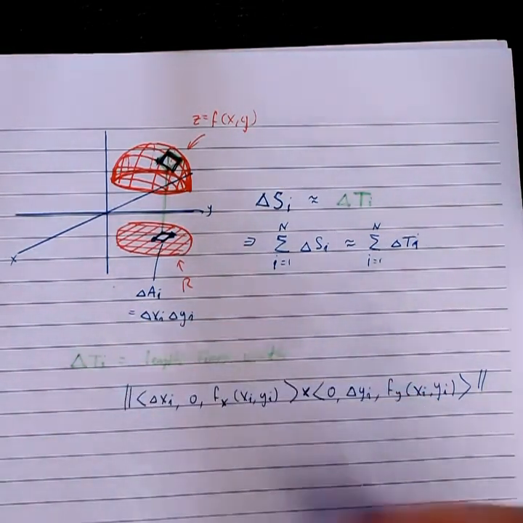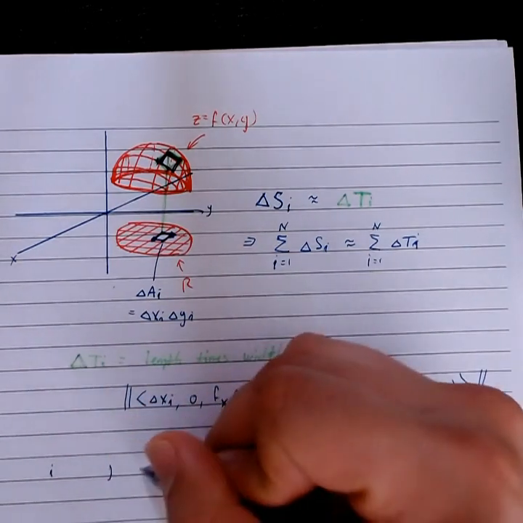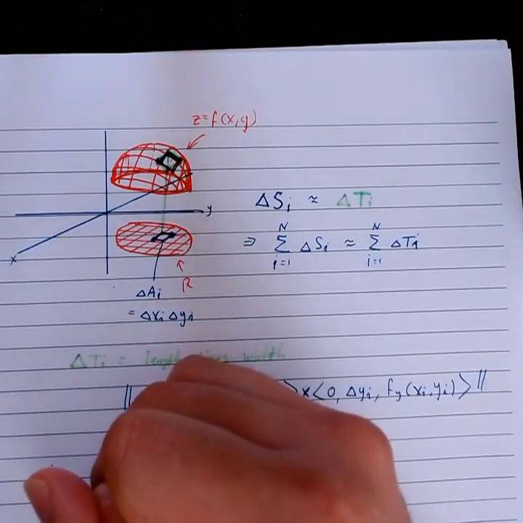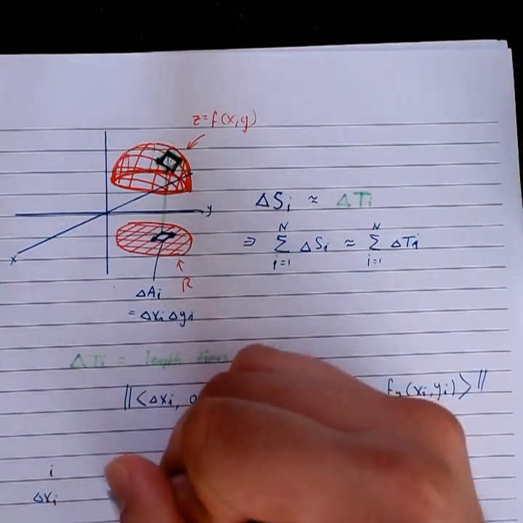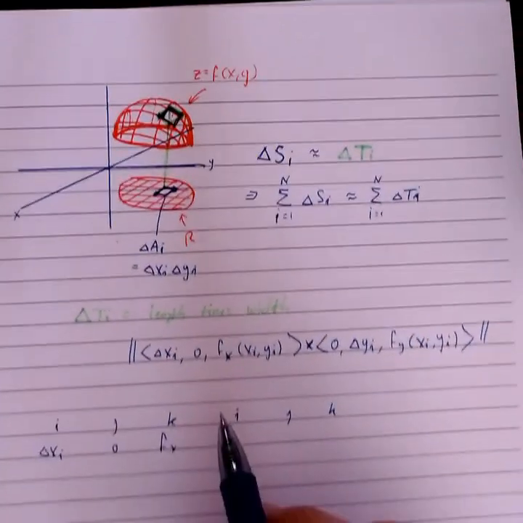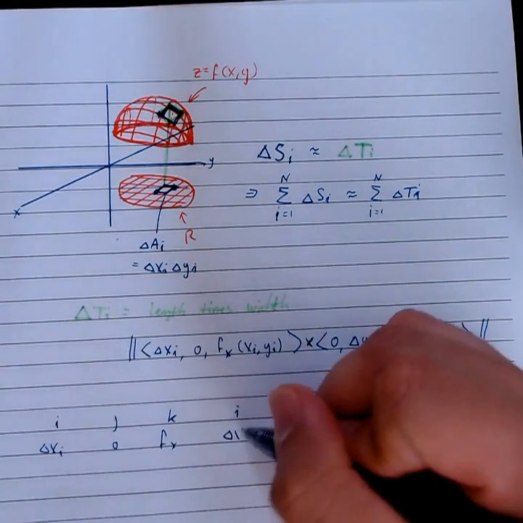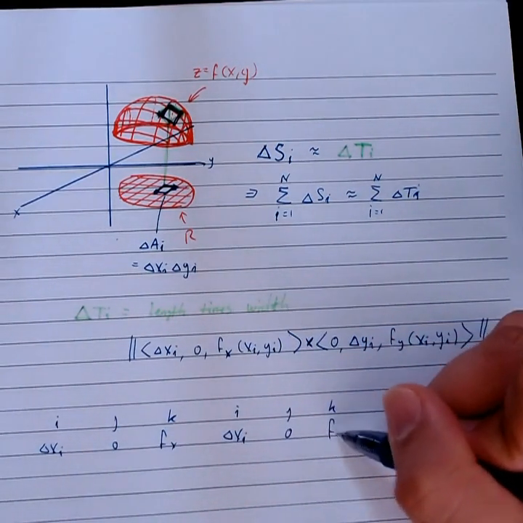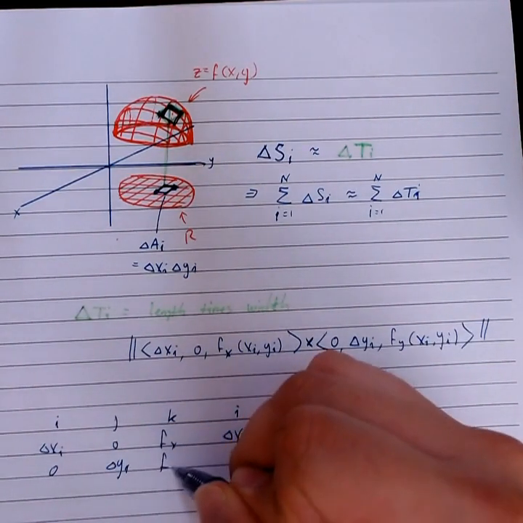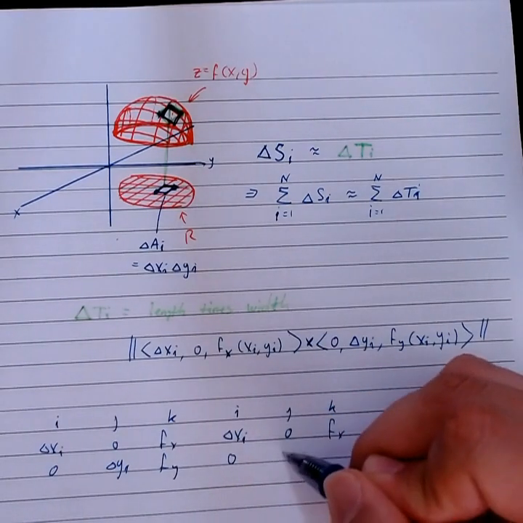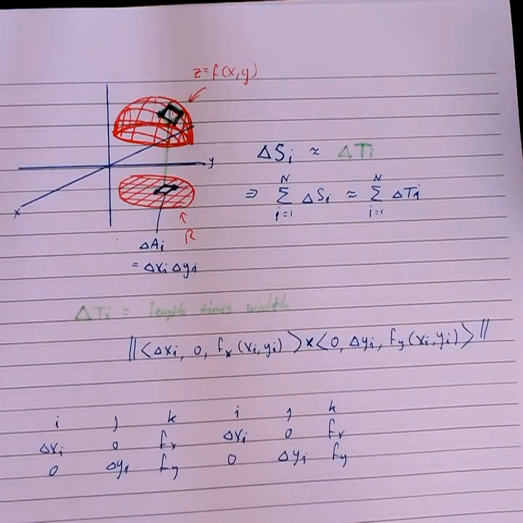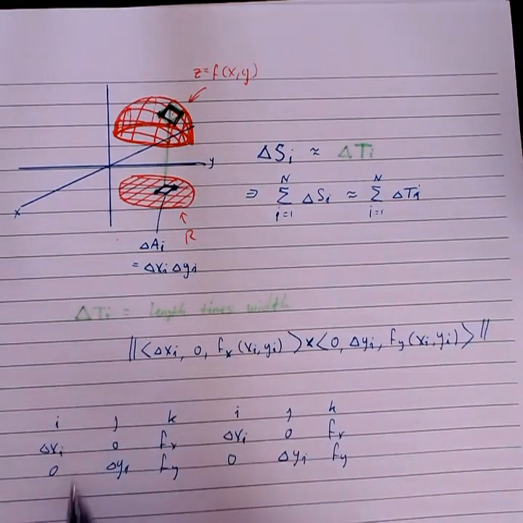Here, let me actually take the cross product of those. Let's see. I'm going to do it just using this method here, i j k. Delta x sub i, 0, f sub x. Here I'll leave that off, otherwise it gets really cluttered up. And then I'll just repeat that, delta x sub i, 0, and f sub x. And then that one's going to be 0, delta y sub i, f sub y, and then I'll repeat that. Okay, so now I can find the cross product by simply taking the four diagonals.